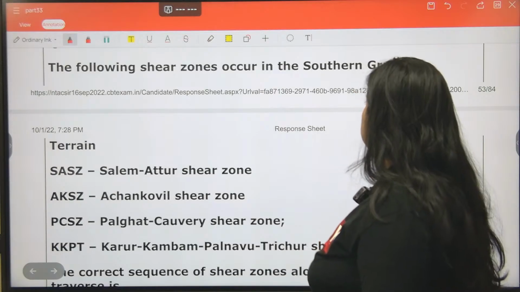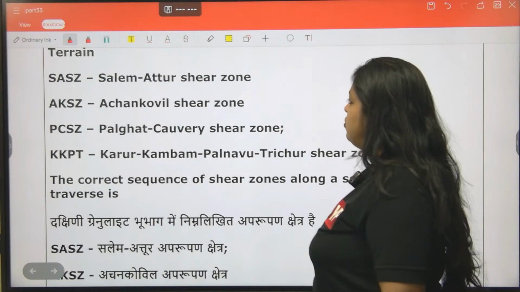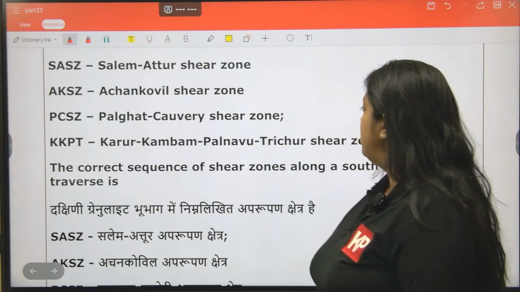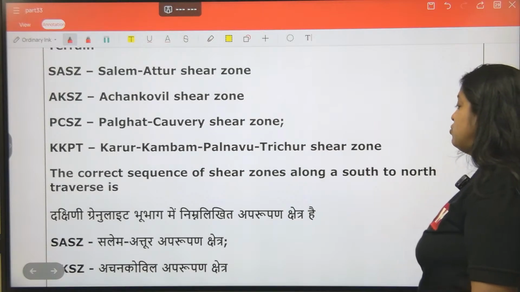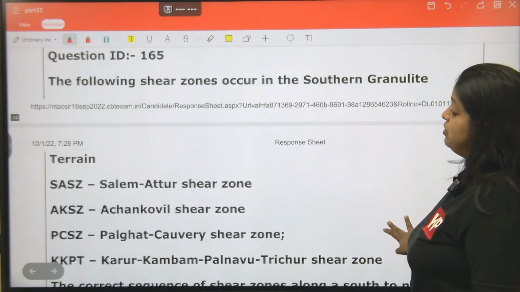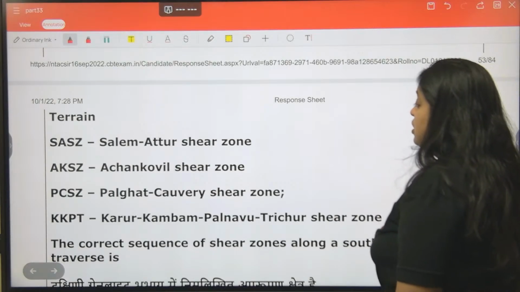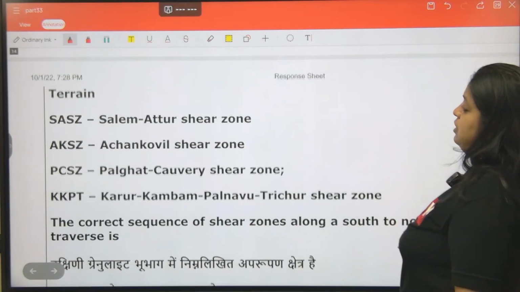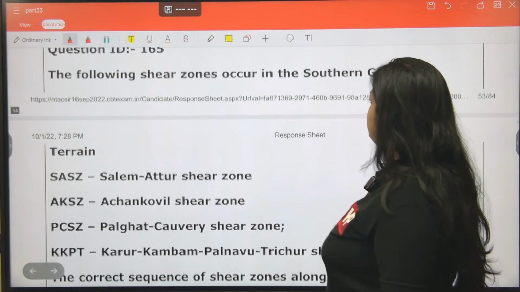The following shear zones occur in the southern granulite terrain: Salem Attur shear zone, Achankovil shear zone, Palakkad Kaveri shear zone, Karur Kambam Palghat Trichur shear zone. You have to choose the correct sequence of shear zones along the south to north traverse. These are the four options. Can anybody answer?